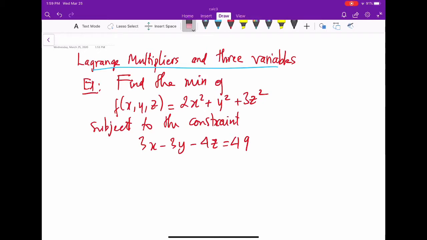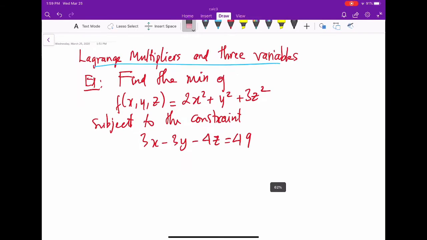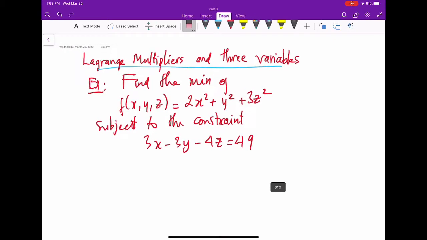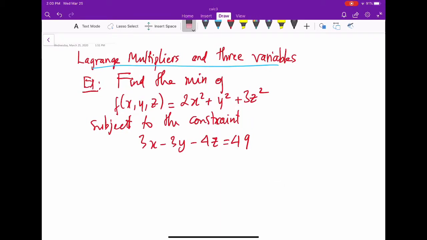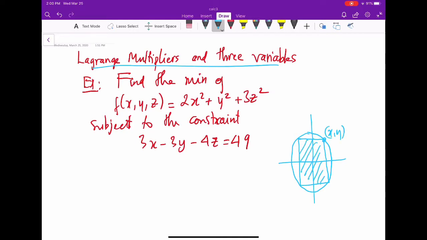Before that, I would like to remind you of the main idea of the method of Lagrange multipliers for functions of two variables. Last time, we studied the following problem. We have an ellipse, and we consider all rectangles inscribed in the ellipse, and we need to find the maximum area of such a rectangle.